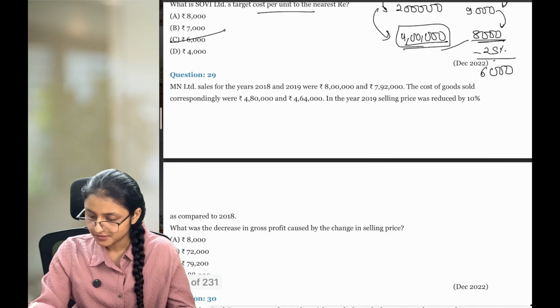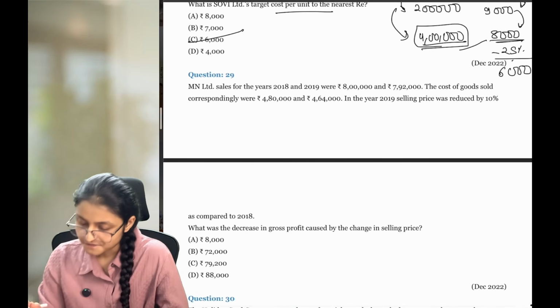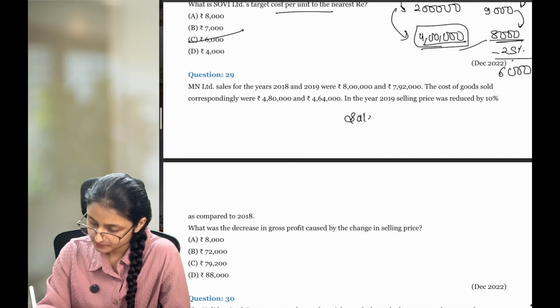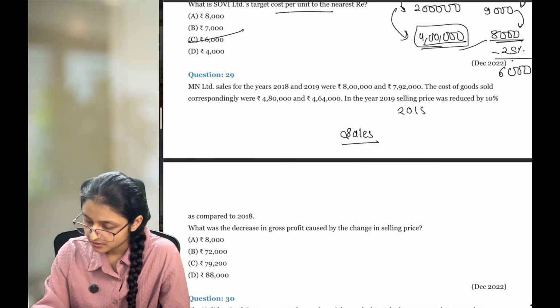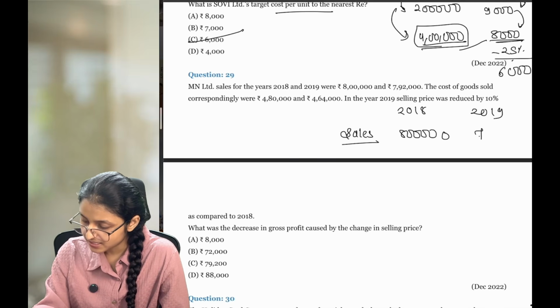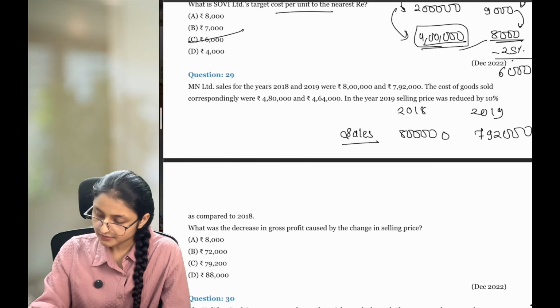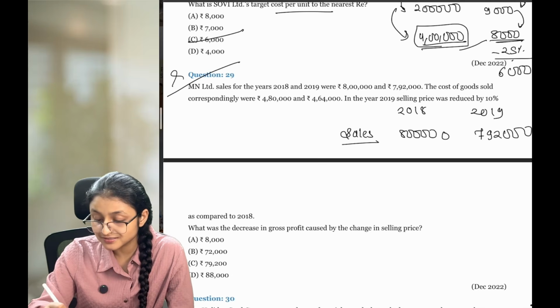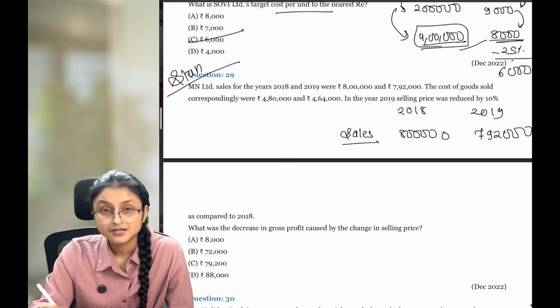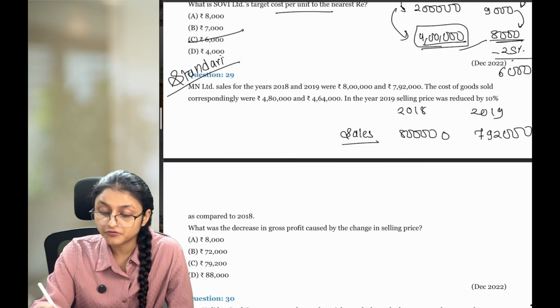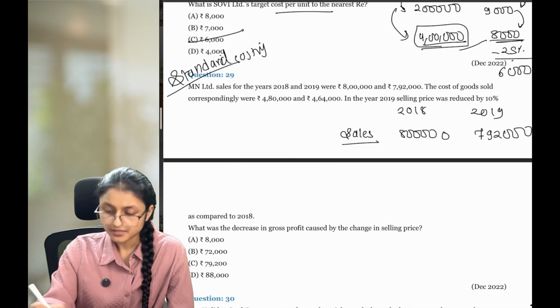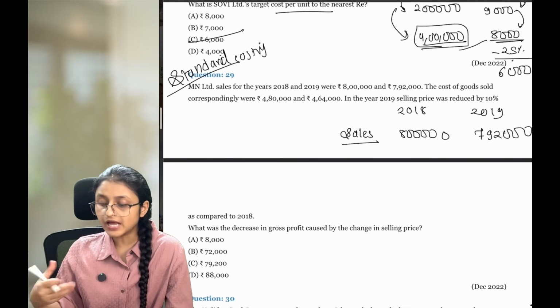Okay? Done. Moving forward to the next scenario, we have sales for 2 different years, that is 2018 and 2019. 8 lakh is the sales here and 7,92,000 is the sales here. Now this is an interesting question. This is not a question of your standard decision making techniques. This is a question of evaluating performance, that is standard costing. Okay? How it is a question of standard costing, we'll understand that.